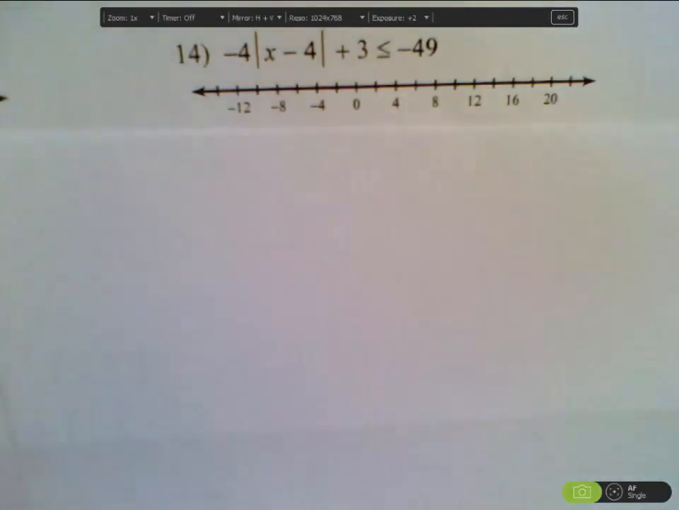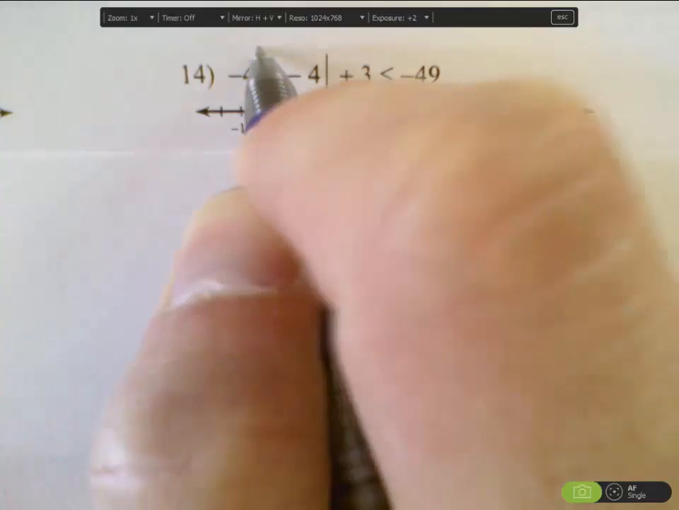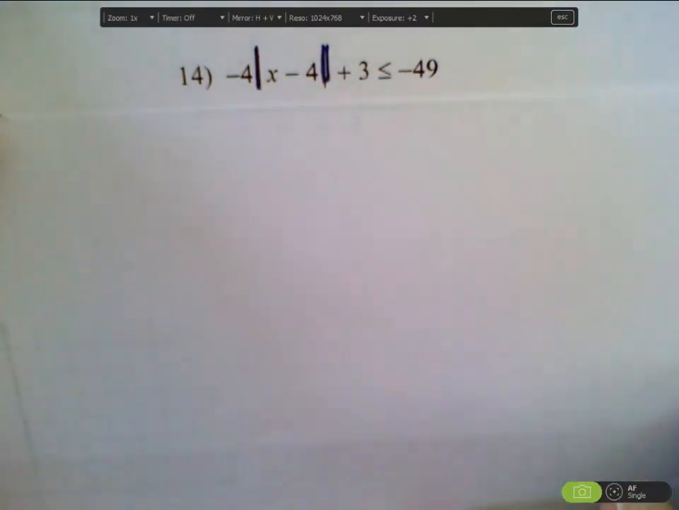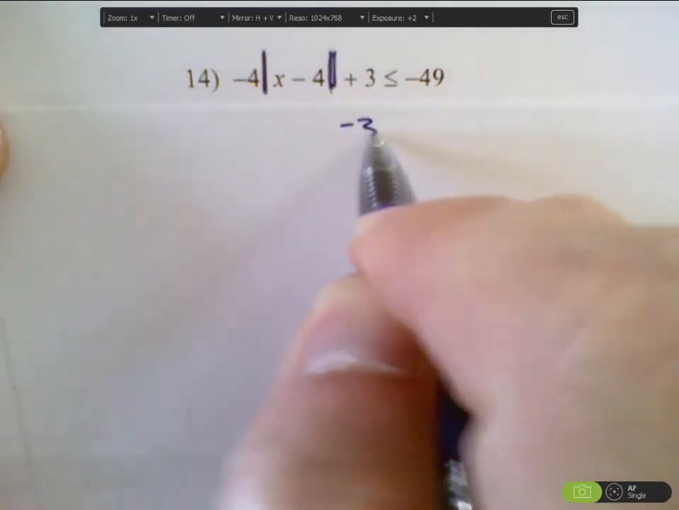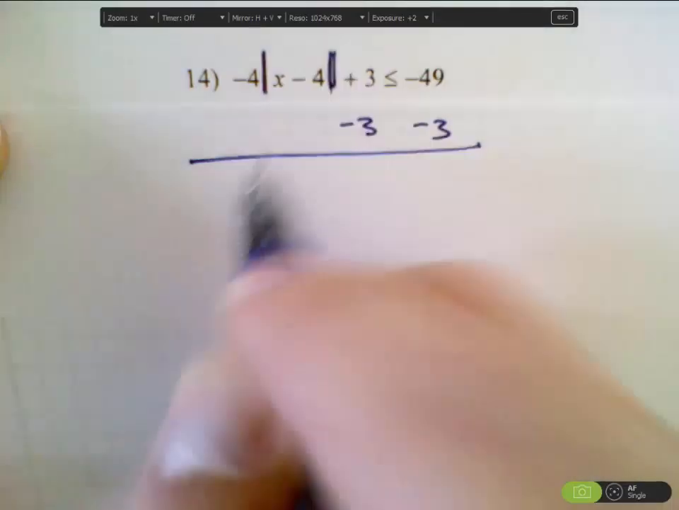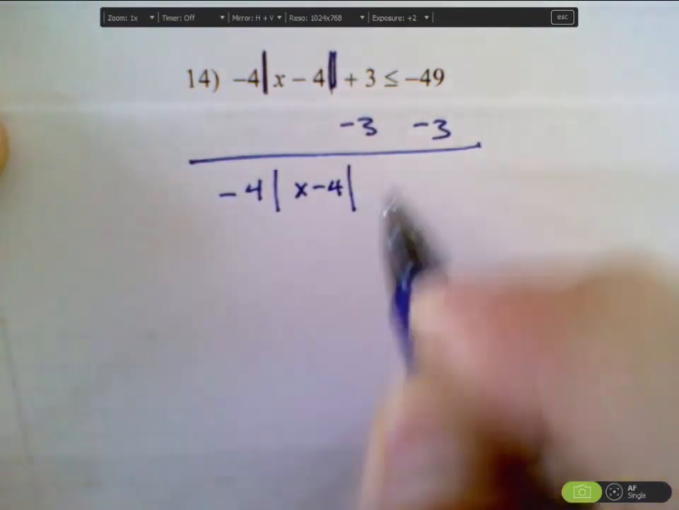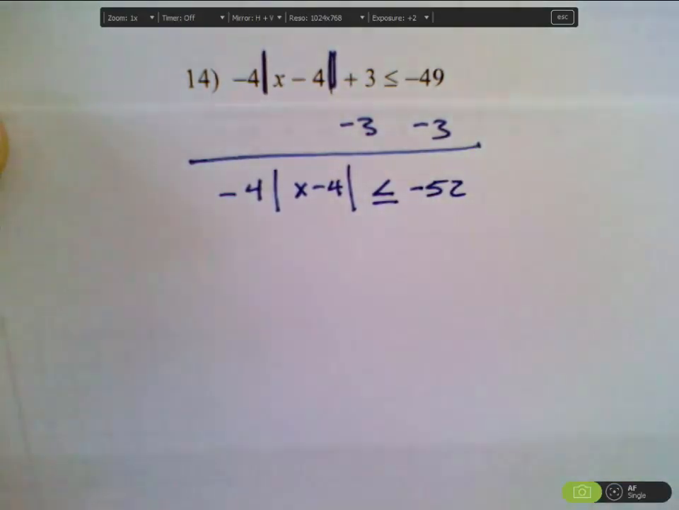All right, so this is number 14 on the homework for tonight. We are solving absolute value inequalities. And remember, the first thing we got to do is isolate the absolute value. So what we'll do is we'll start by subtracting 3 from both sides. We'll get -4 times the absolute value of x minus 4 is less than or equal to -52.